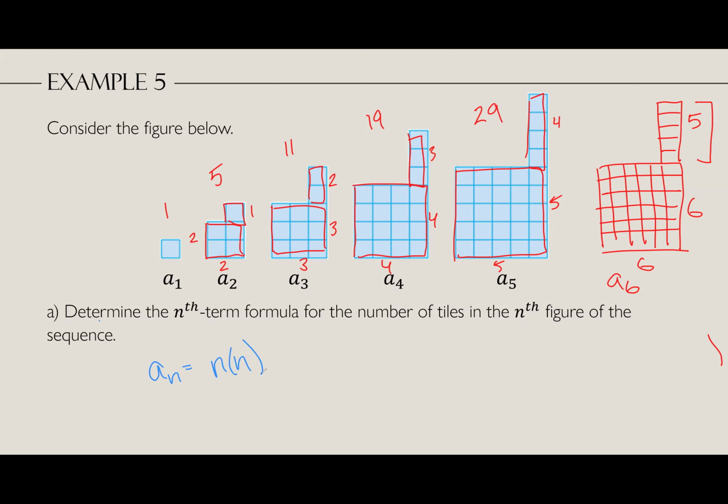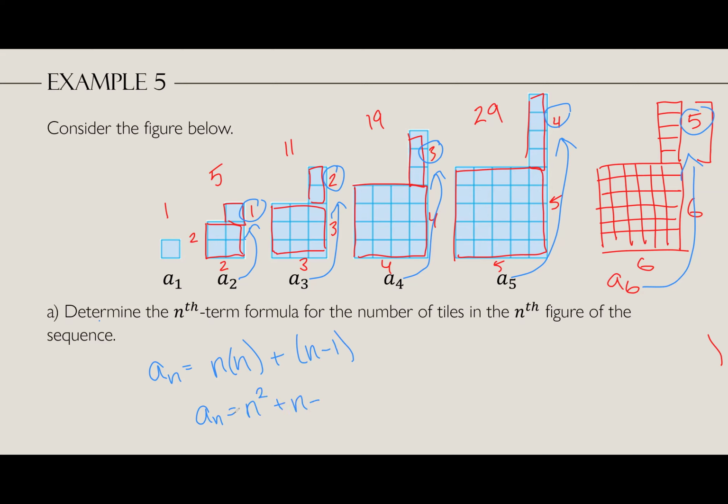What about this little top? I'm going to call it a chimney on the top right. Well, here I had 1, 2, 3, 4, 5. If I notice, it was always 1 less than my n value. So that tells me, in general, I'm probably having n minus 1 added to my total. So if I were to write this out, I'm predicting a_n is n squared plus n minus 1.